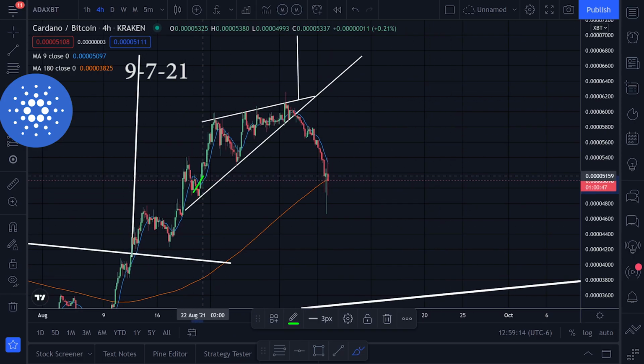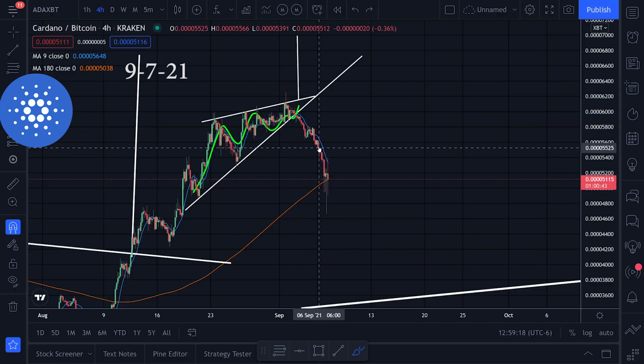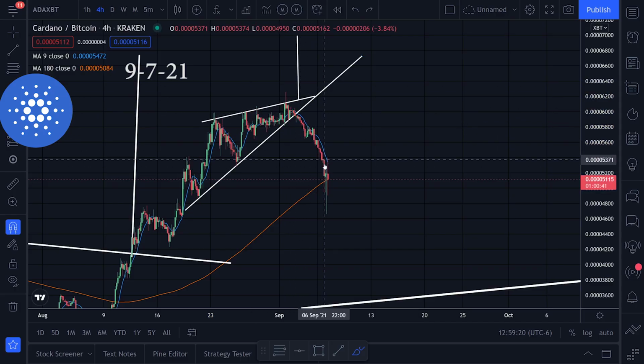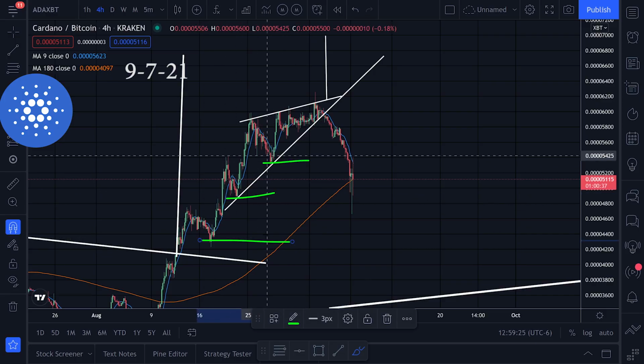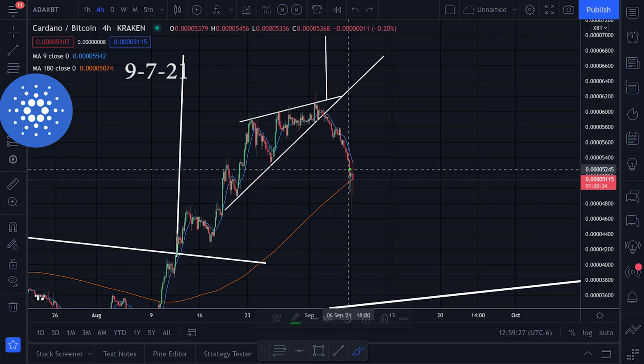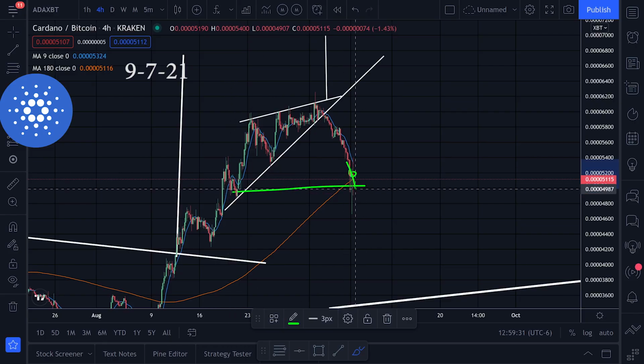All right, so let's jump over to Cardano versus Bitcoin. So we had a rising wedge, something like this. We were waiting for a break to the upside or to the downside. We got a break to the downside, and what I'm looking at now is previous support levels for a bounce. We got a little bit of support right here, and that looks somewhere around here, I guess. You can say that we wicked all the way down here.